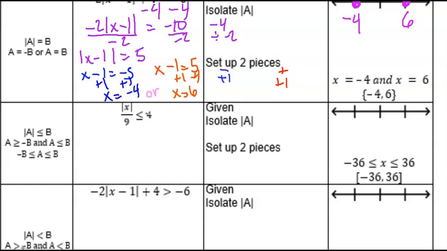Now you want to isolate the absolute value part. To do that, we're going to multiply each side by 9. So we have the absolute value of x is less than or equal to 36. Now you want to set up your 2 pieces, your negative piece and your positive piece. When we set up our negative piece with inequalities, we also flip the inequality symbol because you're really dividing by negative 1 here.